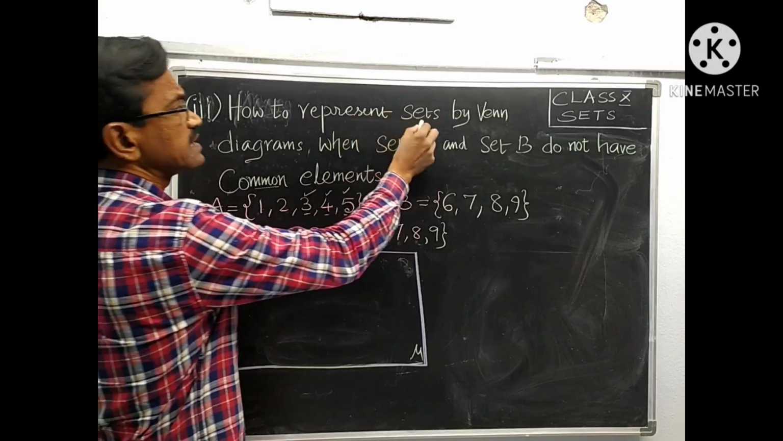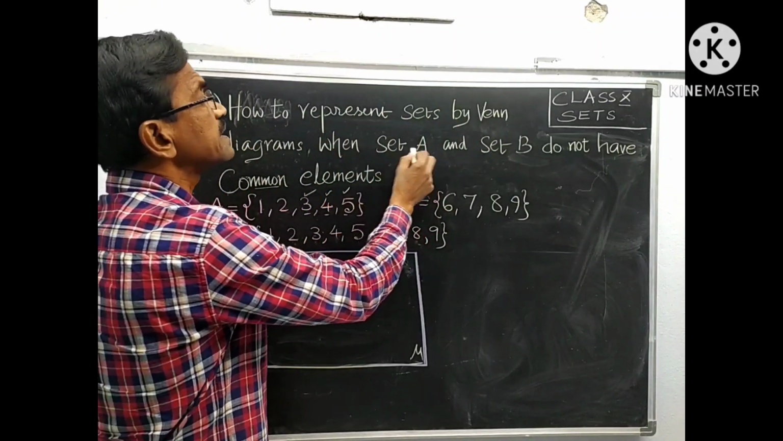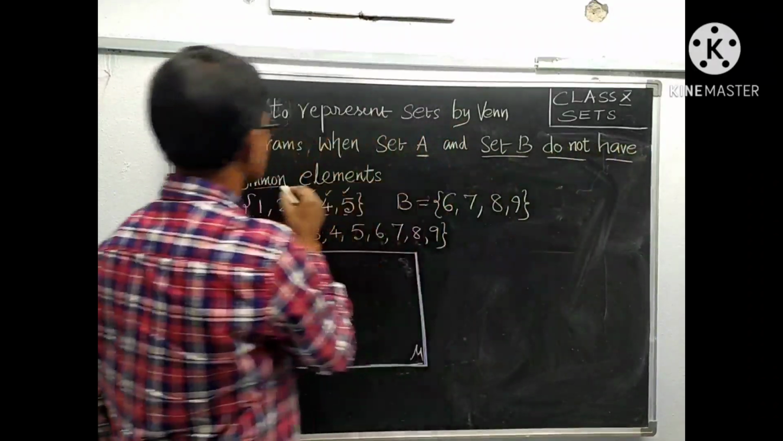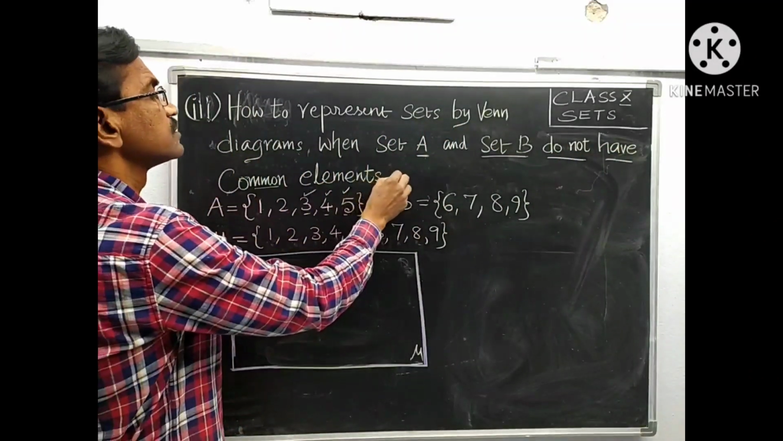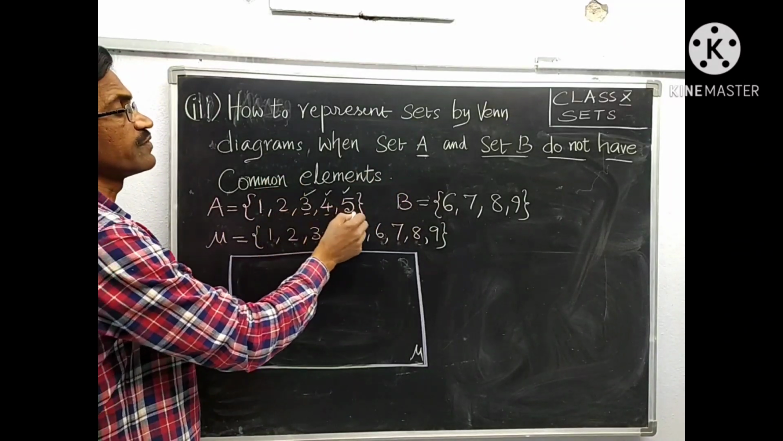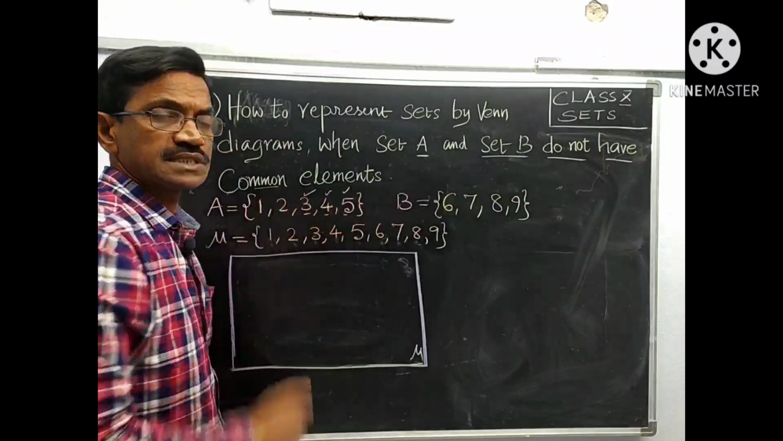How to represent sets by Venn diagrams when set A and set B do not have common elements? For example, A is 1, 2, 3, 4, 5 and B is 6, 7, 8, 9. They do not have common elements.